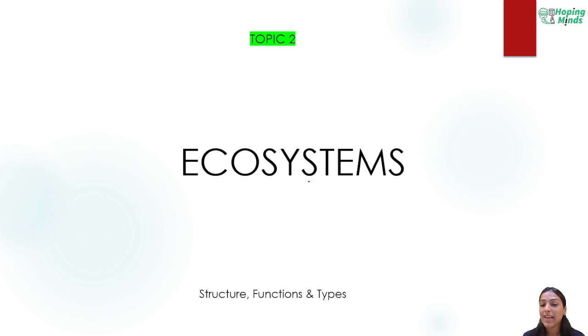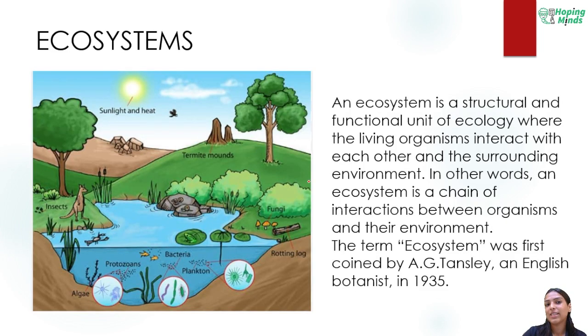We shall also be studying the types of ecosystem, whether they are aquatic ecosystems of fishes, whales, planktons and water, or terrestrial ecosystems on the land. Let's begin with ecosystem in a general way.